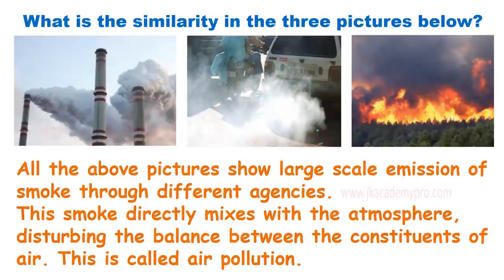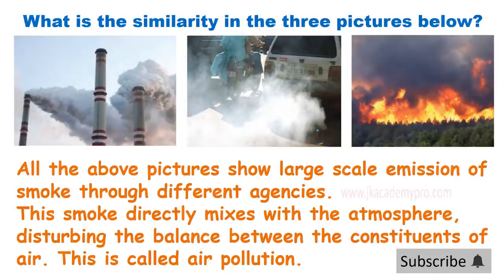What is the similarity in the three pictures below? All the above pictures show large scale emission. What is the emission? Emission means giving out or producing of smoke through different agencies. Now, what are the different agencies that you see in the pictures? We see the chimneys of the factory, we see vehicles giving out smoke and other gases, and here we see the forest fires. So, even the forest fires, when they burn, give out harmful gases.